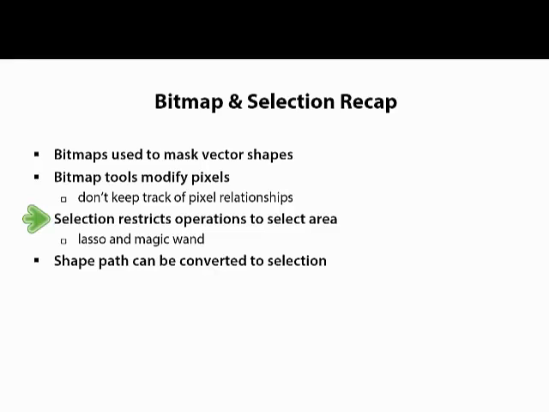Pixels outside of the boundary are locked and can't be changed by any of the bitmap tools. This lets us do things like select a bitmap-based rectangle and then move or modify it independent of the pixels outside the boundary. Vector shapes are defined by a path, and that path can be used to create a selection around a vector shape.